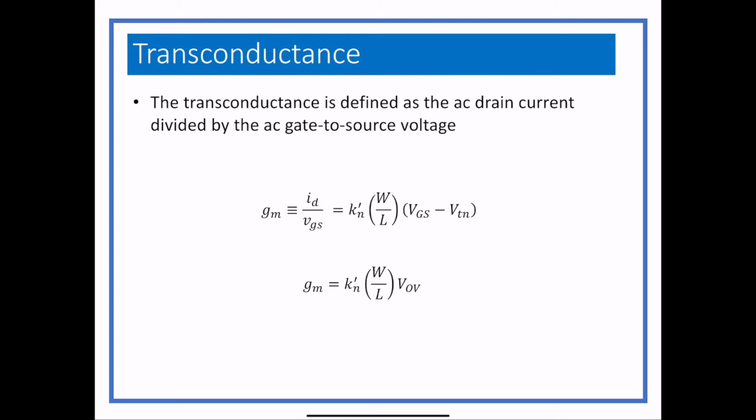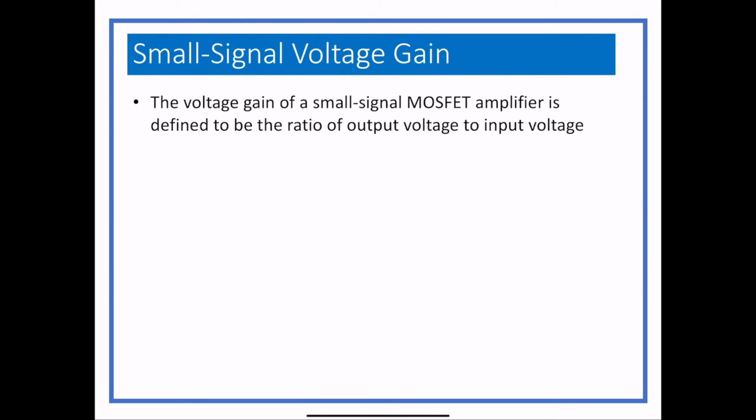But this is where the input resistance and output resistance actually is important, because we do need to know this. And we need to know what the voltage gain is. So the voltage gain is just defined to be the ratio of the output voltage to the input voltage, and this would be the AC output divided by the AC input.